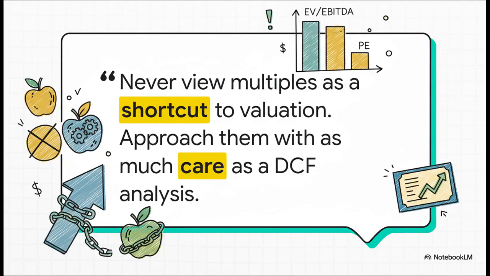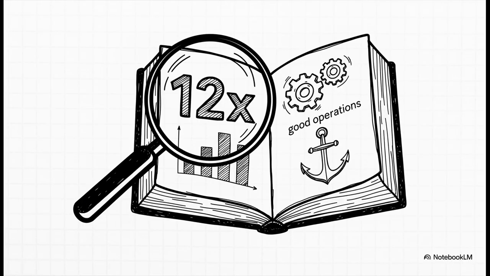Which brings us to what might be the single most important takeaway from all of this. The source material puts it perfectly. Never, ever treat multiples as a shortcut. They need just as much careful thought as a full-blown discounted cash flow analysis, which, as you know, is one of the most detailed ways to value a company. Because really, the goal isn't to just come up with a number. It's to understand the story that number is telling you.